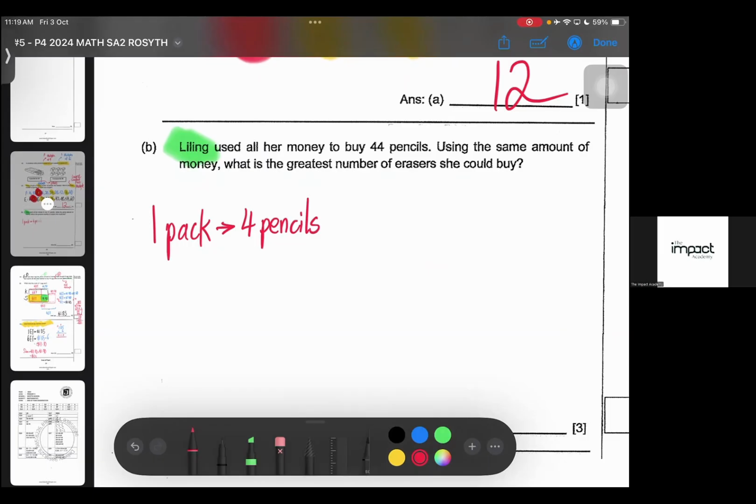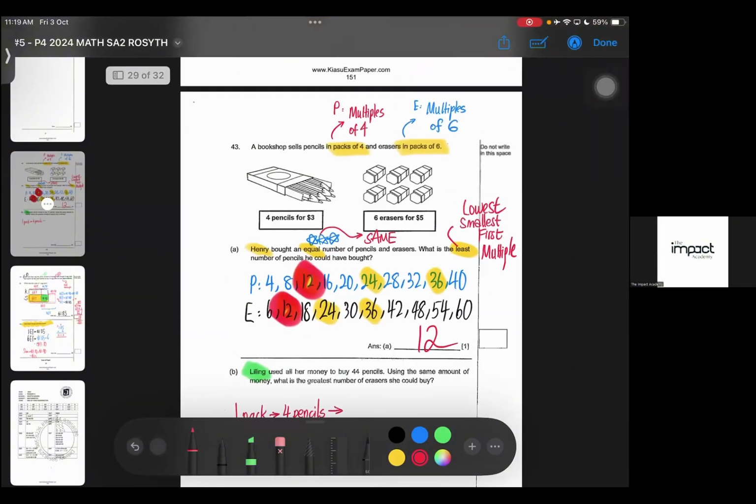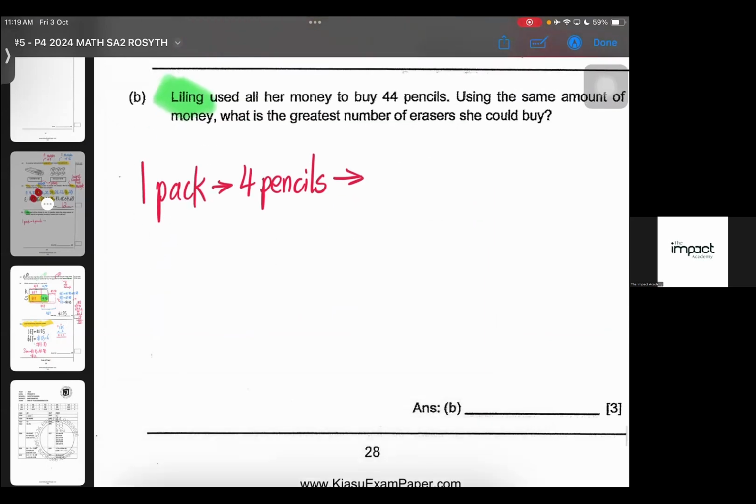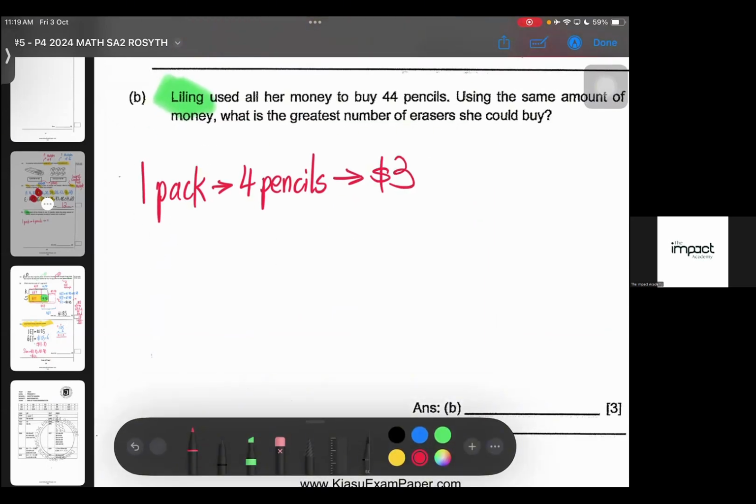Everyone write this down together with me, okay? In one pack, when she goes to the bookstore, if she wants to buy it, it's all in one pack. One pack, how many pencils? 4 pencils. 4 pencils for how much? 4 pencils, as you can see over here, is for $3. Okay. Now, pro tip: if it's a multiple of 4 and it's beyond 40, you just count after 10. Very good.